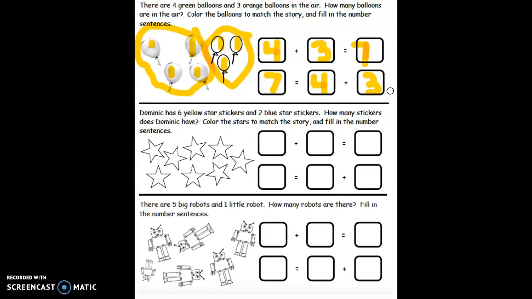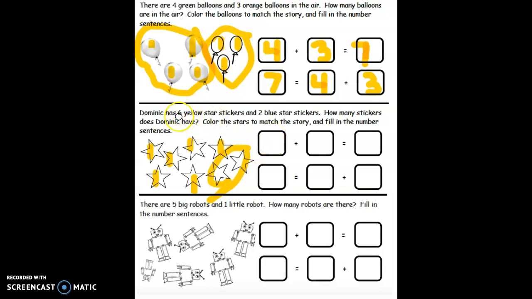Let's do the next 2 a little faster now. Here's the stars. Dominic has 6 yellow star stickers. 1, 2, 3, 4, 5, 6. And 2 blue star stickers. We'll pretend these are blue. How many stickers does Dominic have?